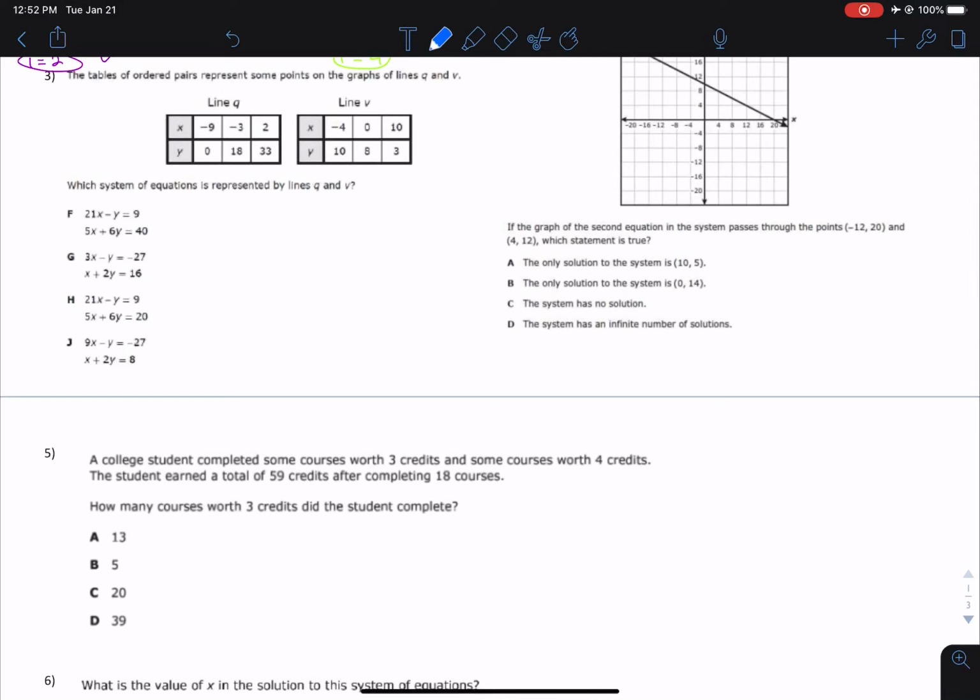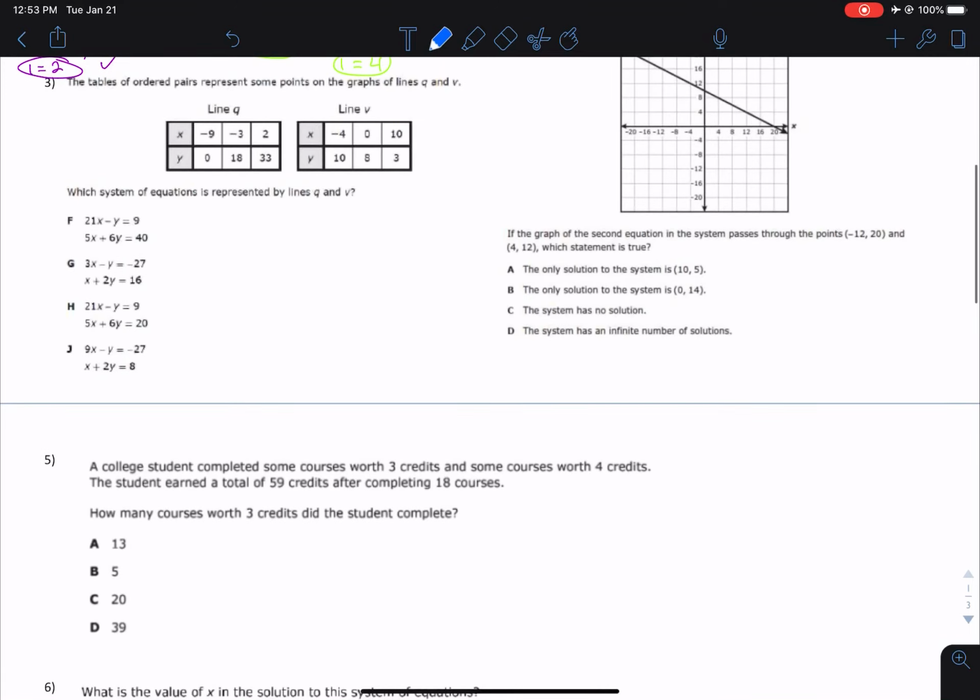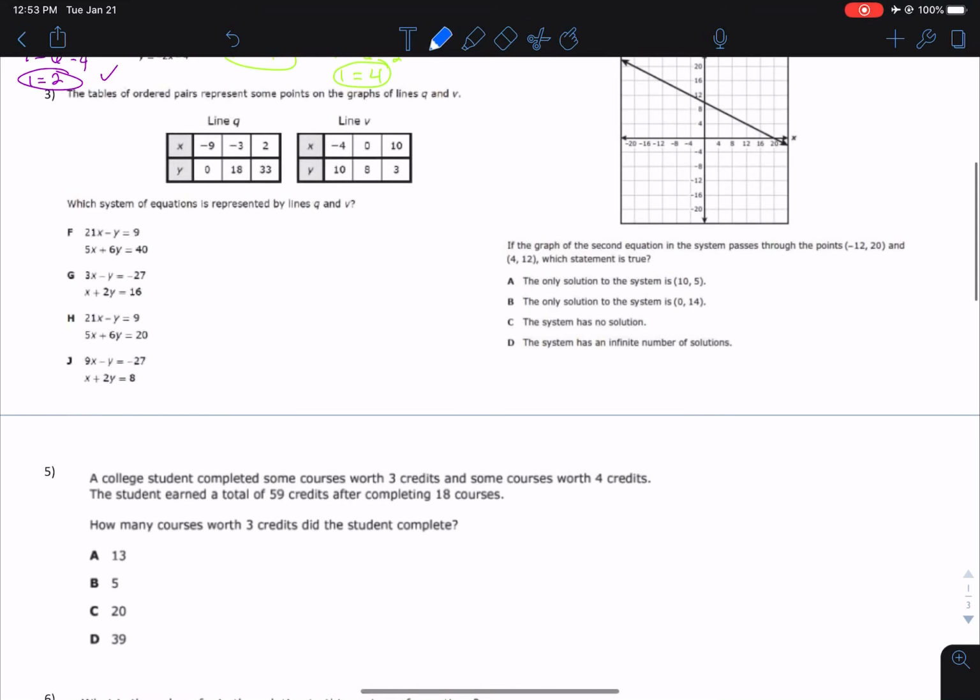If you have a table and then the equations are your answer choices, we know that the solution to a system in the table is the point that the table has the same. But if you notice, these two tables don't have any of the same points. So I can't just look for what's the same. So what I'm going to do is test each of them. The first table should work for the top equation. So we're going to test the first table in the top equation. We're going to test the second table in the bottom equation.